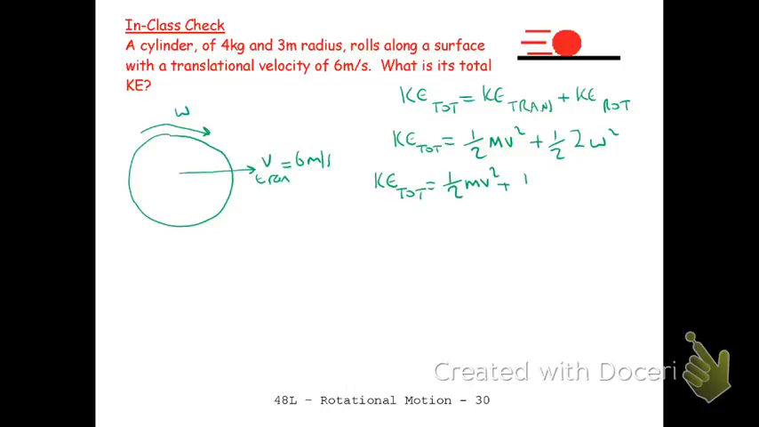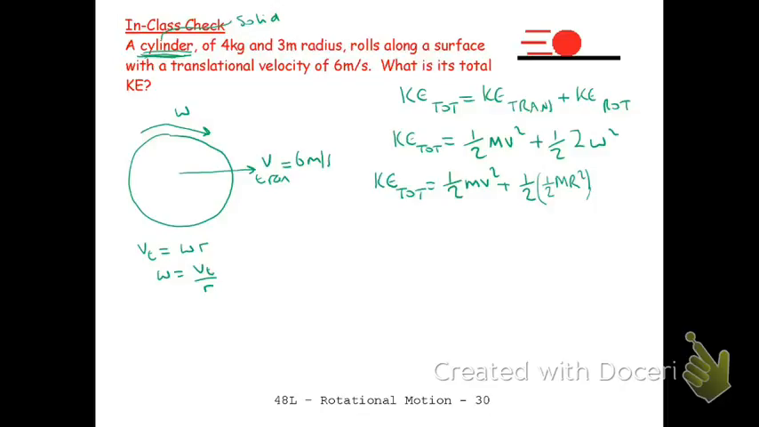Now let's think about this. Now this is a cylinder. I should have said solid cylinder. This is old writing and then the new understanding. So I would say solid cylinder. I could say hollow hoop, could say solid sphere. But for the solid cylinder, I is 1/2 m r squared. And then my omega, well, remember that V tangential is equal to omega r. So that means my omega is equal to V tangential over r.